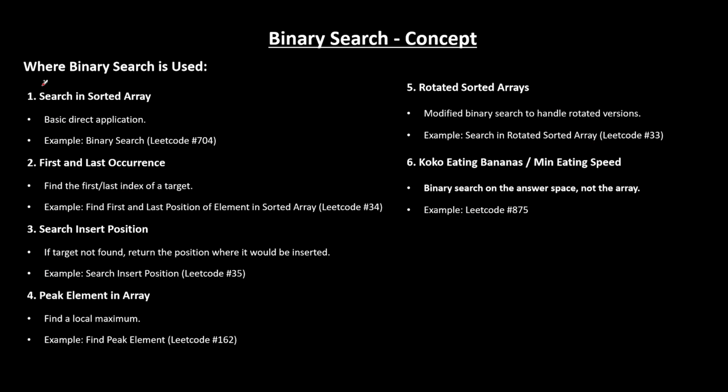Now, where is binary search used? Binary search is basically used in sorted arrays, basic direct applications like the binary search question number. I've just given you the references of the questions also, and where it is used. This slide is all about that. Like first and last occurrence, if you have to find the first and last index of target, right? They find the first and last position of element in the sorted array. These are the questions where you need it.